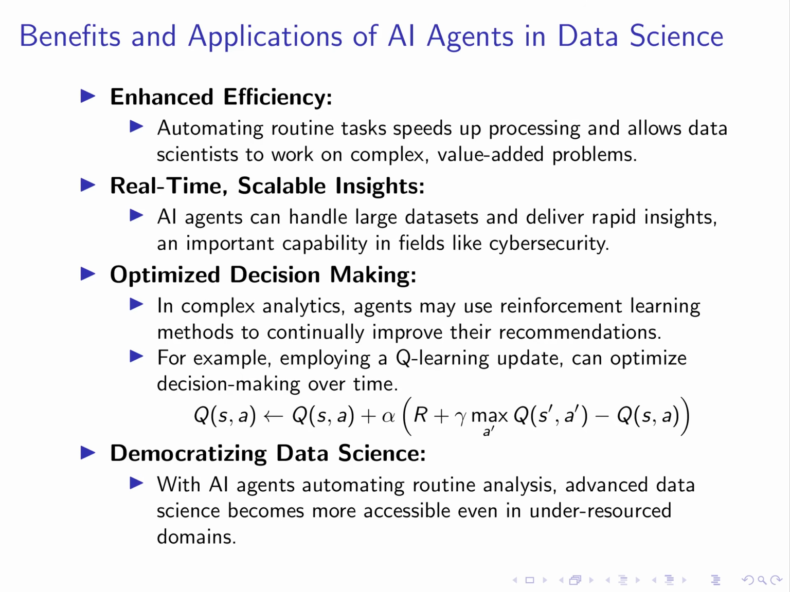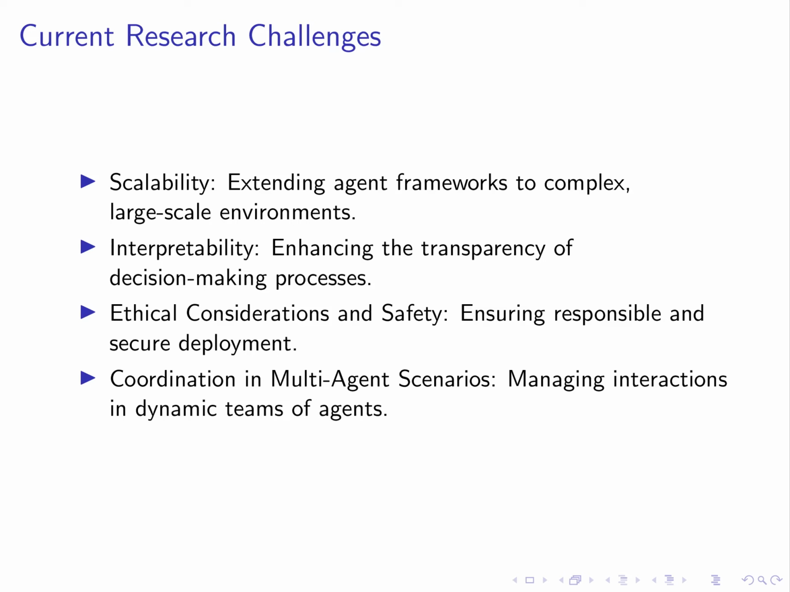As with any evolving field, several challenges remain. In the realm of AI agents and data science, these include scalability. How do we extend agent frameworks to manage increasingly complex, large-scale environments? Interpretability. Enhancing the transparency of these systems is essential, especially when used for critical decision-making. Ethical considerations and safety, ensuring that agents are deployed responsibly and securely. Coordination in multi-agent scenarios, effectively managing and predicting the interactions among multiple dynamic agents.